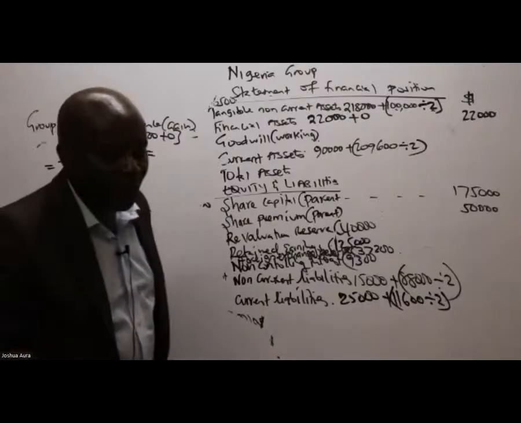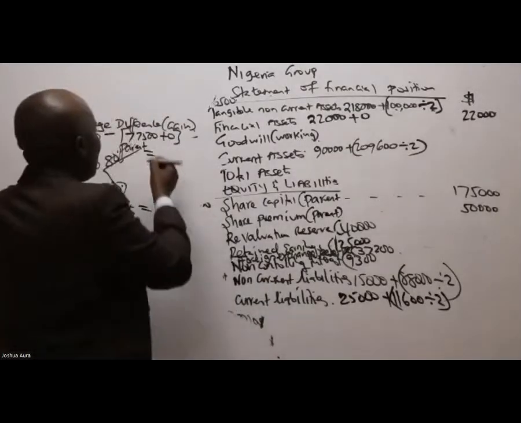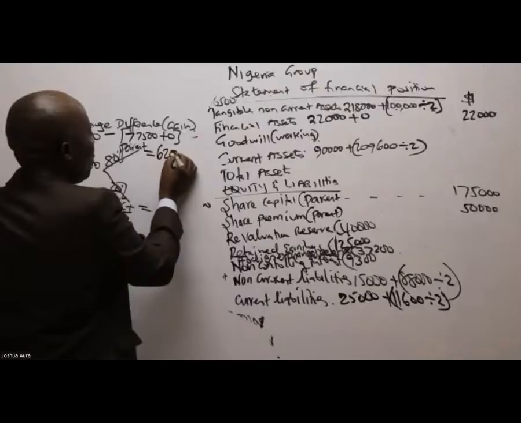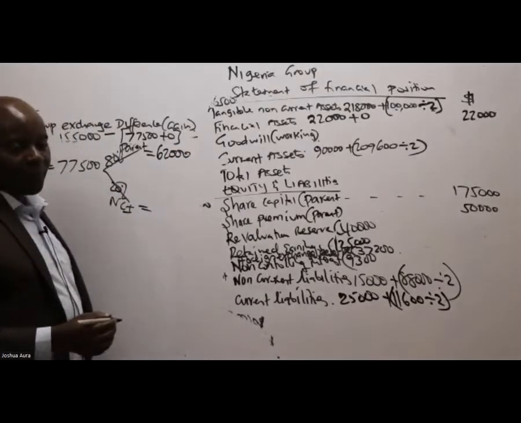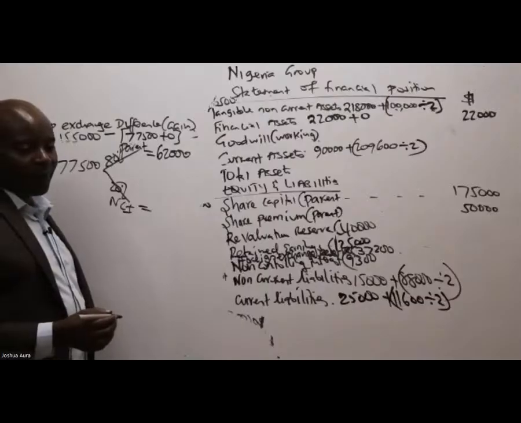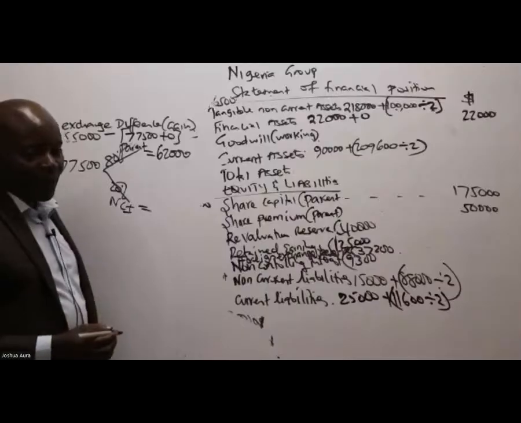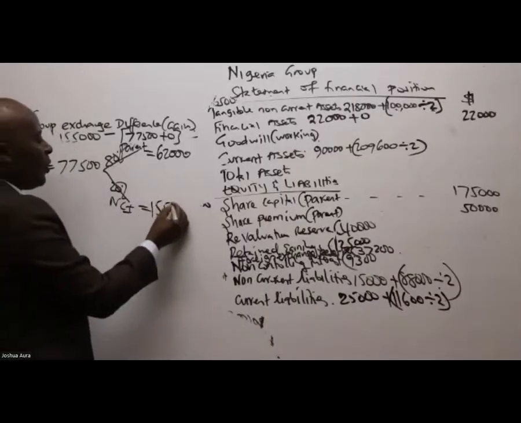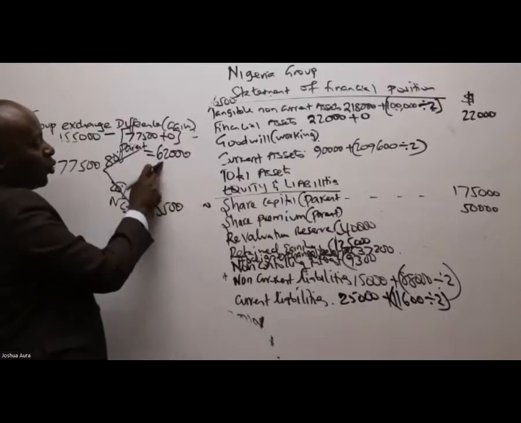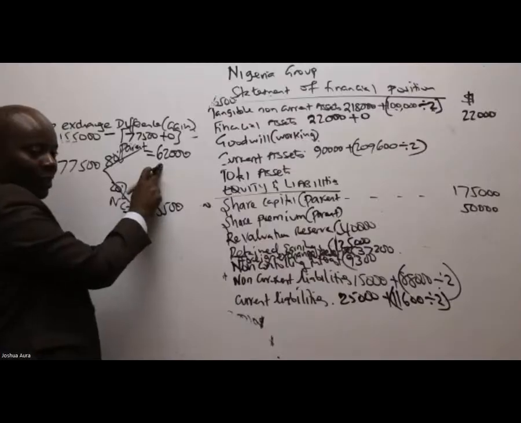So we have Nimrod telling me that should be 62,000 here. Thank you very much. How about NCI? NCI is 15,500. So remember, this will not go to the group retained earnings. This will go to the foreign currency reserve.